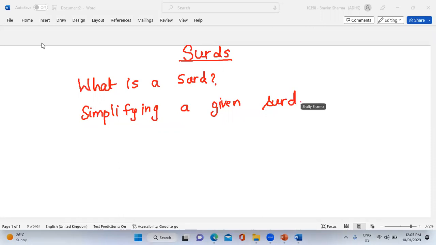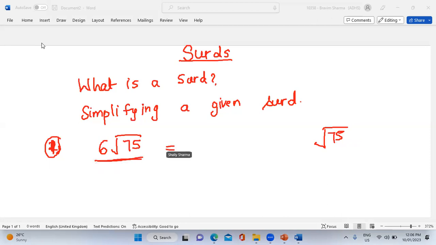For example, we have a question. Let's say 6 square root of 75. In yesterday's lesson, we just focused on how to simplify square root of 75. In today's lesson, we would be having a question related to the multiplication in SURDS. So 6 square root 75 actually means 6 is multiplied by square root of 75.